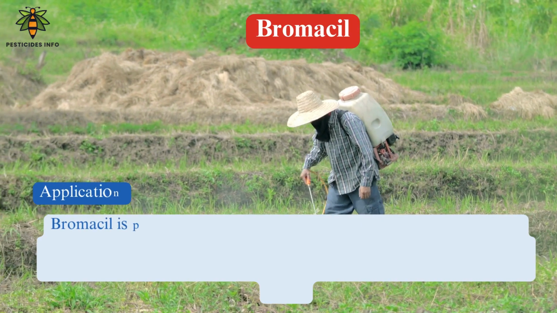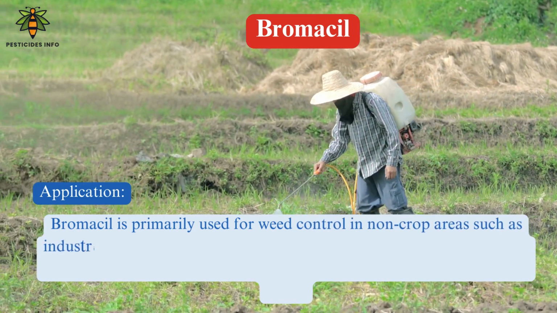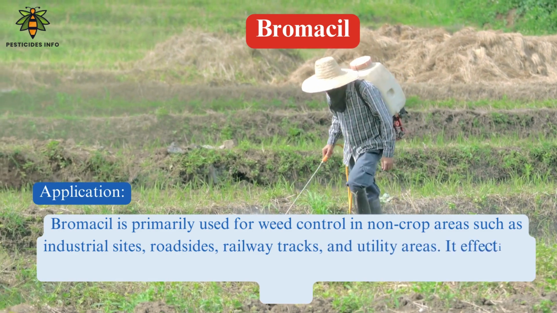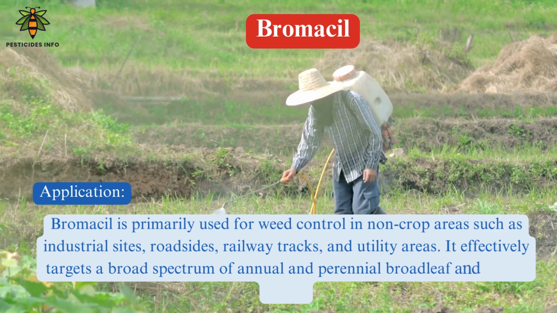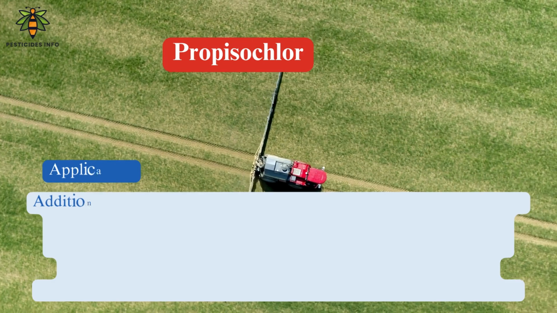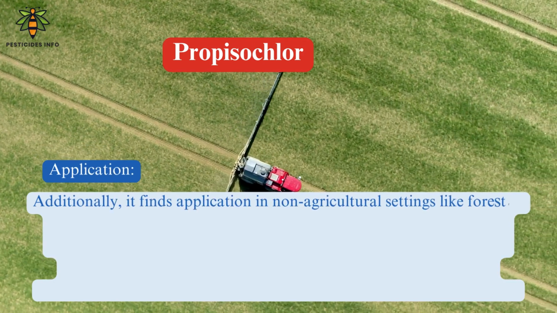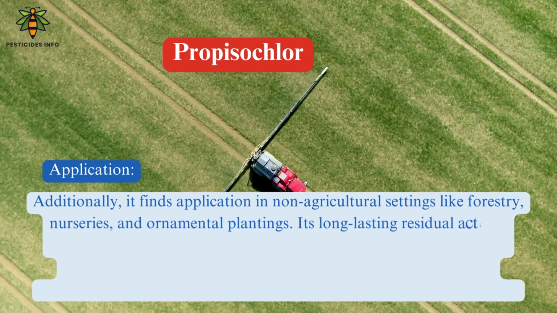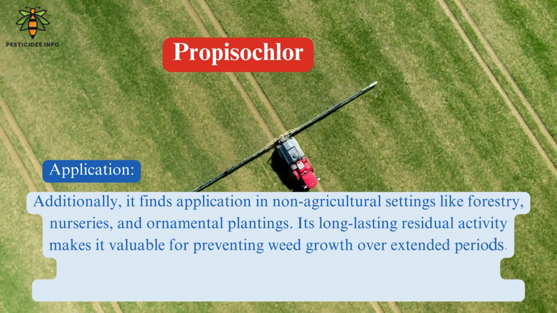Uses: Bromacil is primarily used for weed control in non-crop areas, such as industrial sites, roadsides, railway tracks, and utility areas. It effectively targets a broad spectrum of annual and perennial broadleaf and grassy weeds. Additionally, it finds application in non-agricultural settings like forestry, nurseries, and ornamental plantings. Its long-lasting residual activity makes it valuable for preventing weed growth over extended periods.